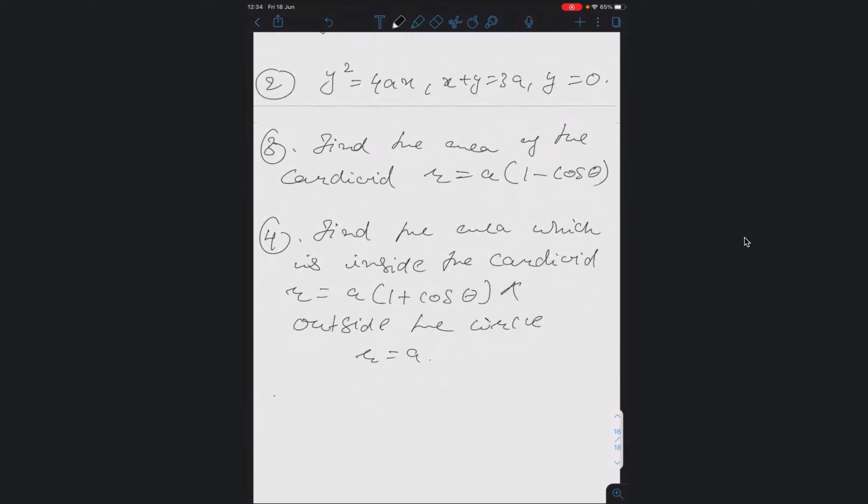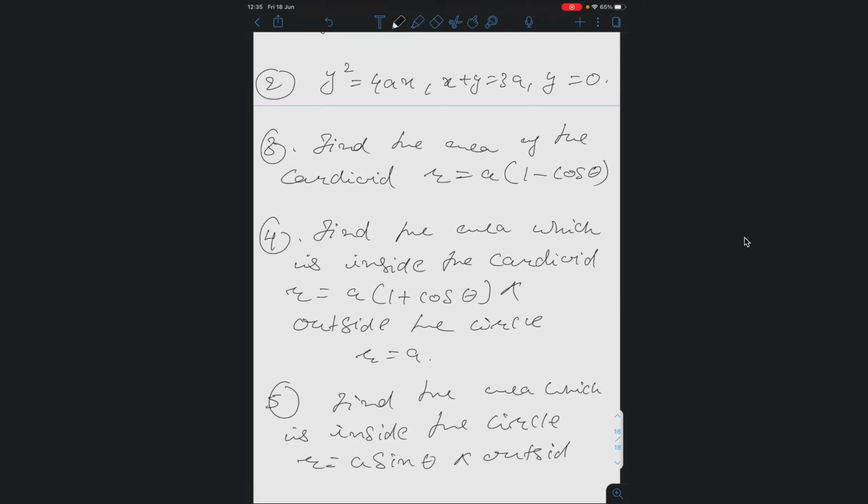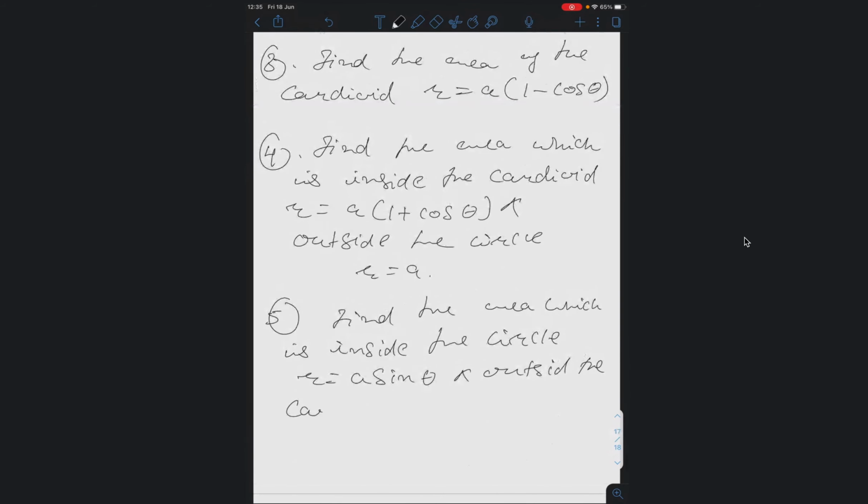Find the area which is inside the circle r is equal to a sin theta, and outside the cardioid r is equal to a into 1 minus cos theta.